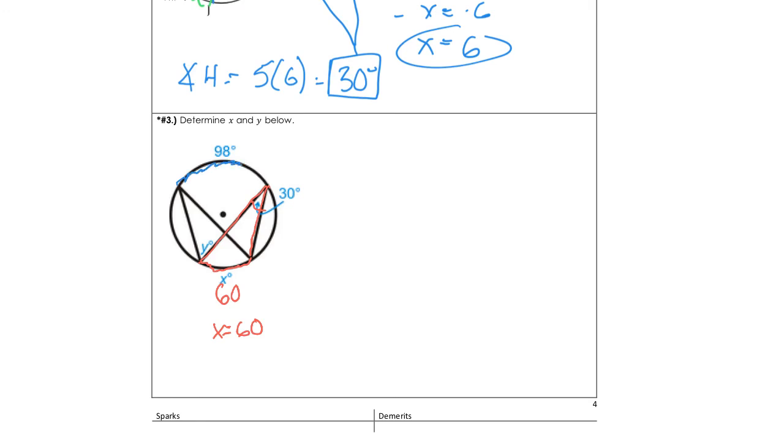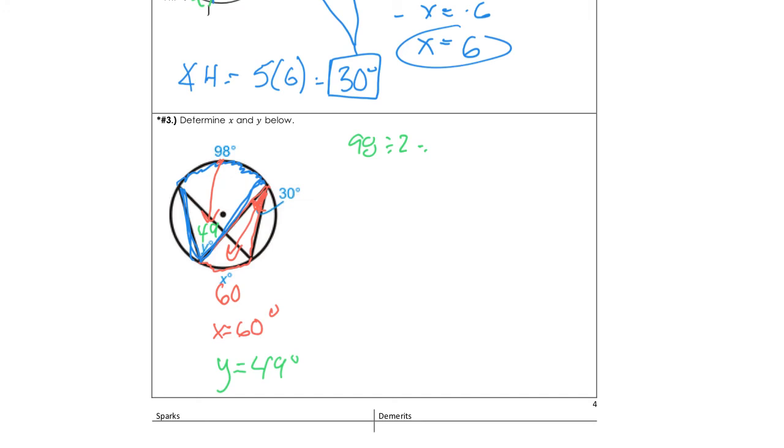If this arc is 98, it's hitting this angle Y. That's the inscribed angle. So I do 98 divided by 2. It's embarrassing, I have to use my calculator. 49. So Y equals 49. Basically, I just wanted you to remember, if we go from the inscribed angle to the arc, we multiply by 2. If we go from the arc to the inscribed angle, we divide by 2.